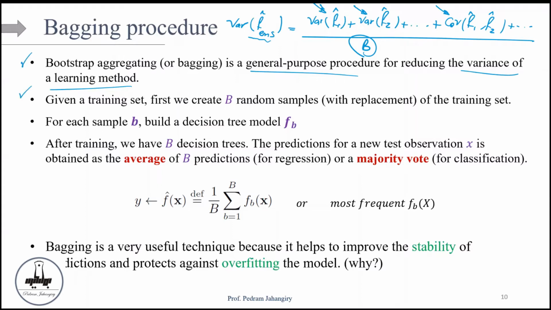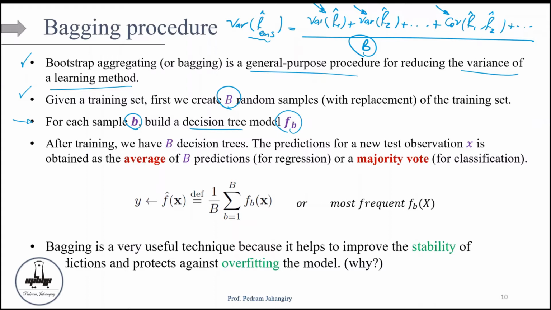Given a training set, first we create B random samples. And then for each sample, a little small letter b, we build a decision tree. Again, this is our weak learner. We call it f_b or f hat of b. It really doesn't matter. That's the estimated version. And after training, we have B decision trees.